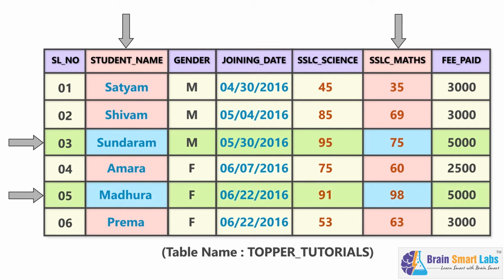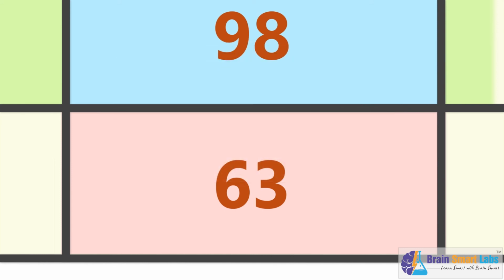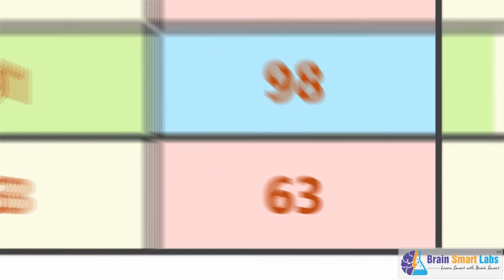In the last row, the value here is 63 and it is definitely not greater than nor equal to value 75. As a result, this row will not be selected and Prema will not receive her chocolate.